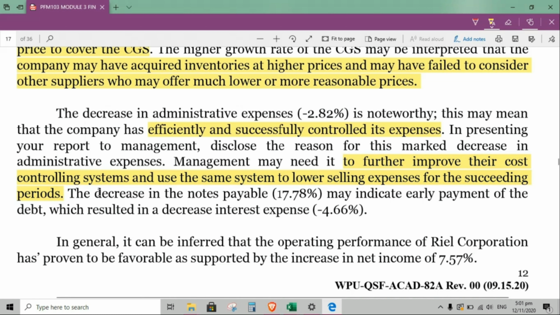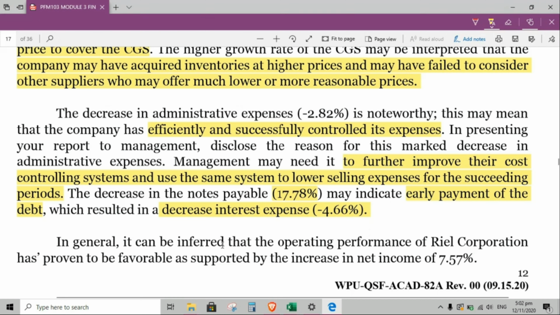Okay, so there is also a decrease in the notes payable, which is 17.78%. Okay, so mataas yan. So, ibig sabihin, yung company ay maaga silang magbayad ng kanilang utang. Yan, so sana all maaga magbayad ng utang, diba? Para hindi tayo nai-stress maningil. Dahil dyan, dahil maaga sila magbayad ng utang, ang advantage sa kanila, ang benefit is, hindi sila na-charge ng interest expense. At dahil nga hindi sila na-charge, nag-decrease yung kanilang interest expense.